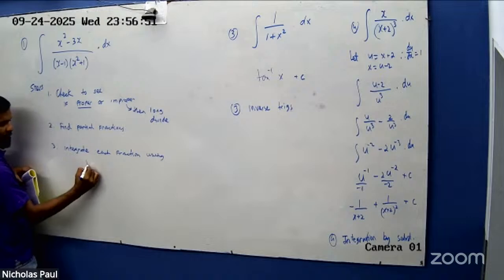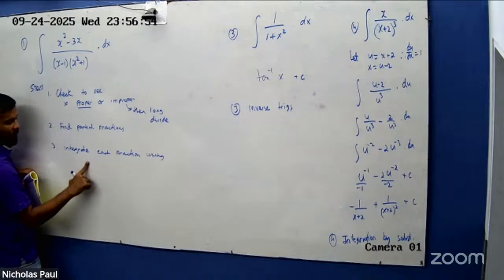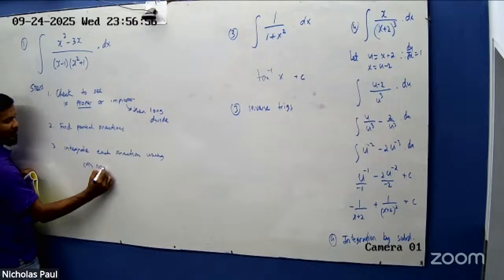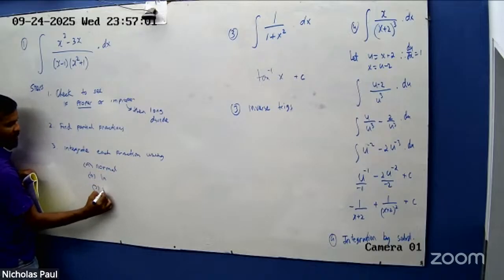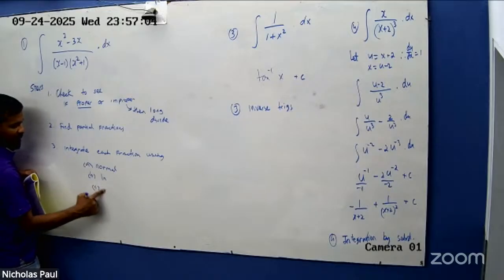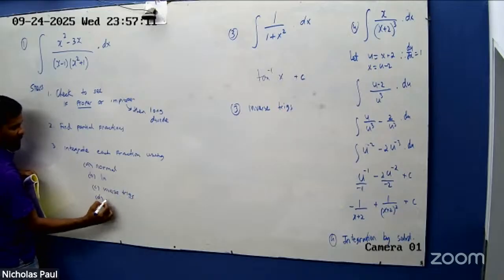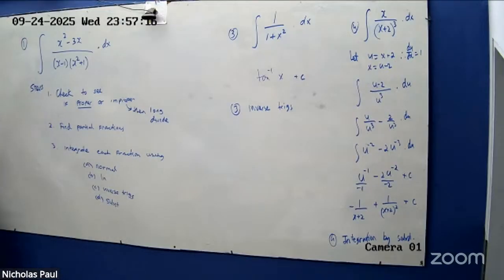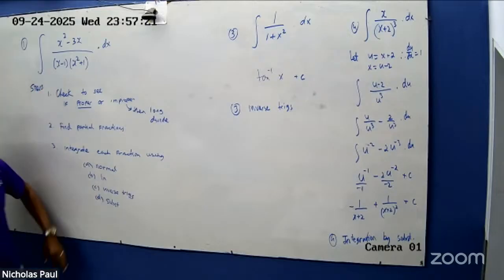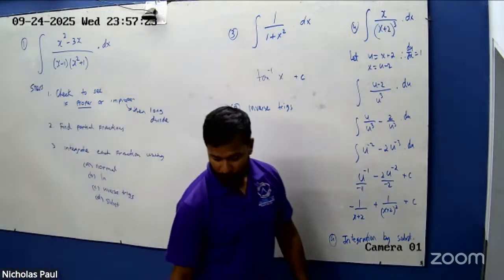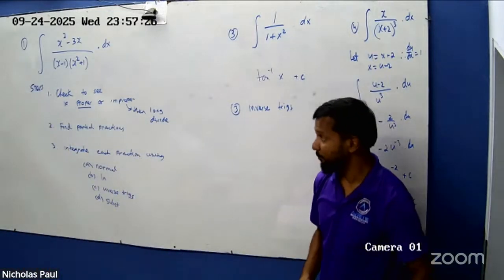using these rules. Number one, A, normal integration. B, ln. C is inverse trig. And D is substitution. So these are the steps I want you to remember when you're doing the questions. These questions always come up, and there'll be like 12 marks in total, half a question.